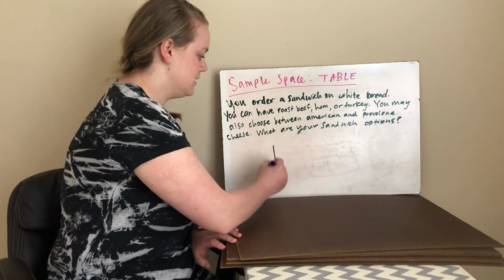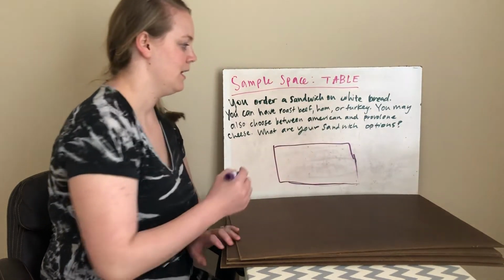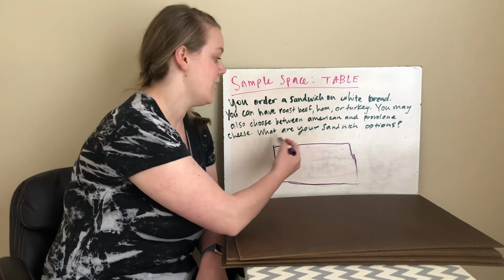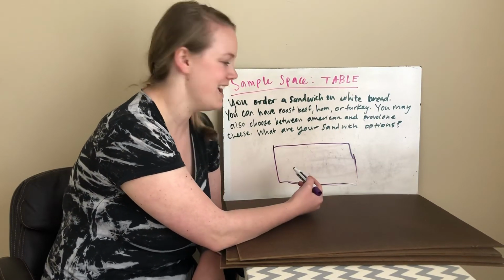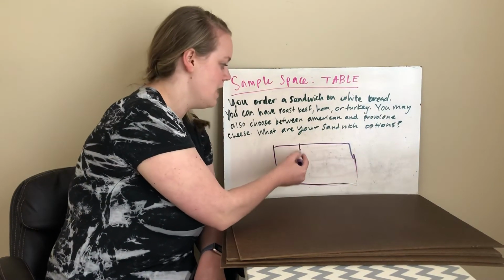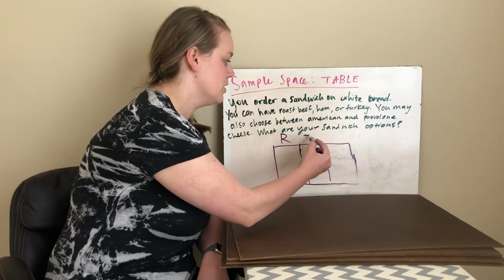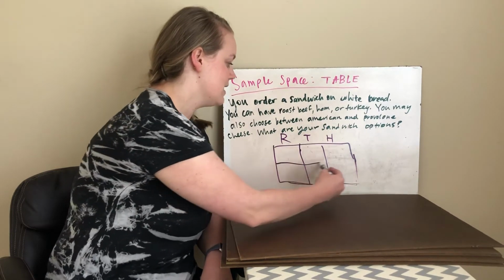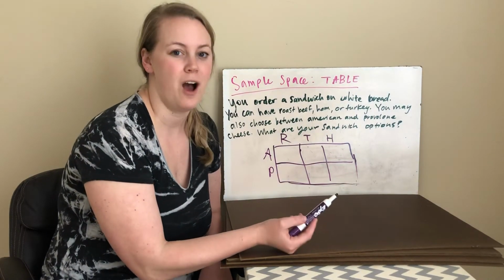So first, we have a table. And we have 3 different meat options. So we want to split, it doesn't matter whether you do it on the top or on the side because you're going to do the other category on the other side. I'm going to do it on the top because I made it more of an elongated rectangle. And I have 3 different meat options. I have roast beef, turkey, and ham. And I have 2 different cheese options. So I'm going to split this up into our American and provolone cheese options.